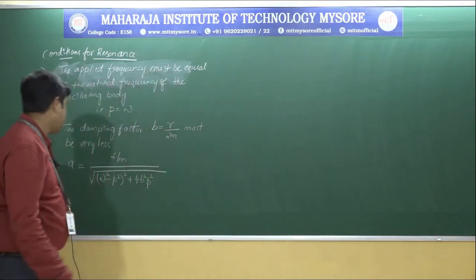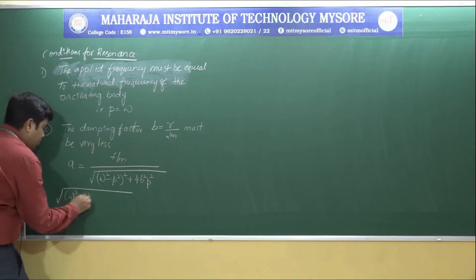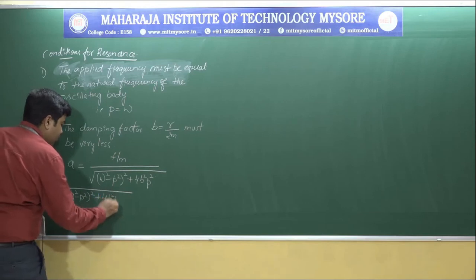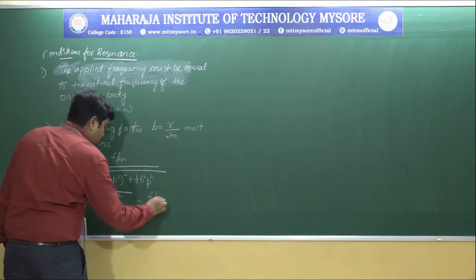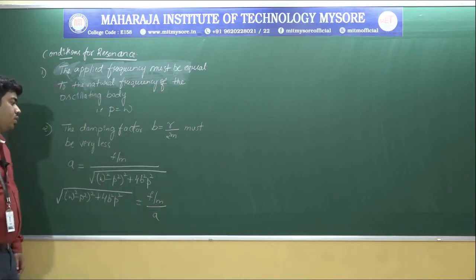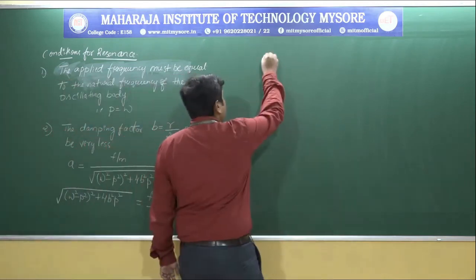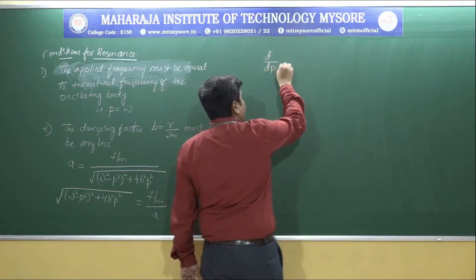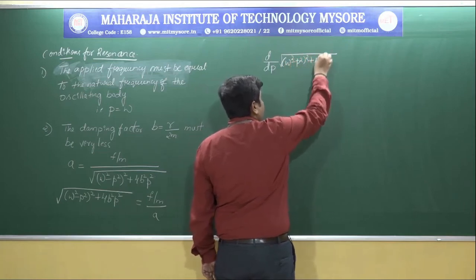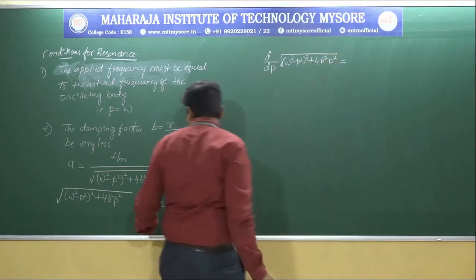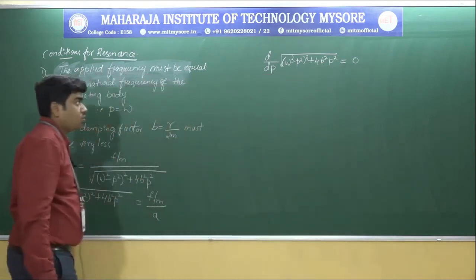Now, this can also be written as square root of (omega square minus p square) whole square plus 4b square p square is equal to F by m whole divided by A. Now, we will differentiate this equation with respect to P. d by dp of square root of (omega square minus p square) whole square plus 4b square p square becomes equal to 0.